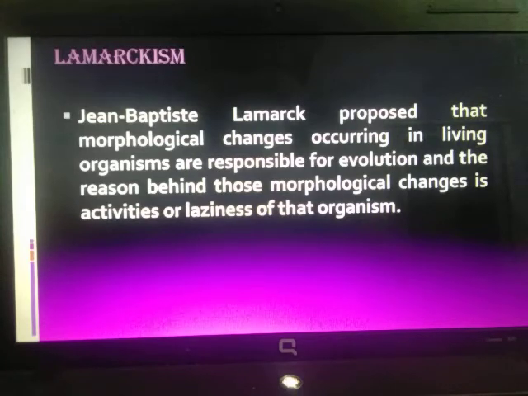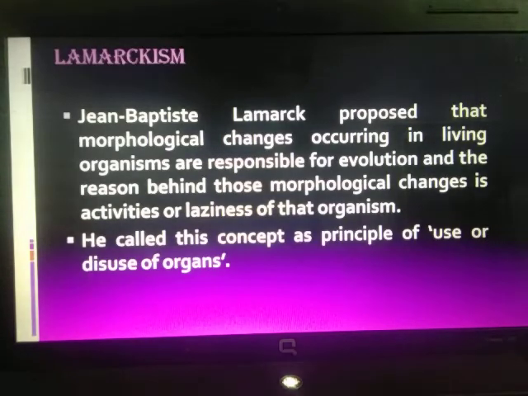Like for example, we have already studied about some of the vestigial organs in the previous video. Fine. So therefore, since some of the organs may be used or maybe not used, he gave this concept the name principle of use or disuse of organs. So please remember this principle of use or disuse of organs.